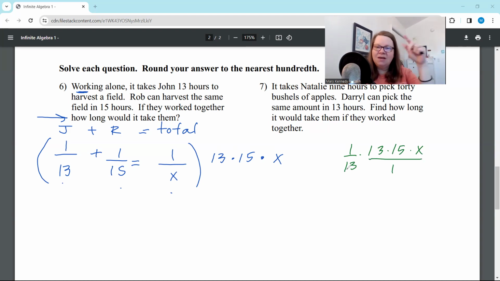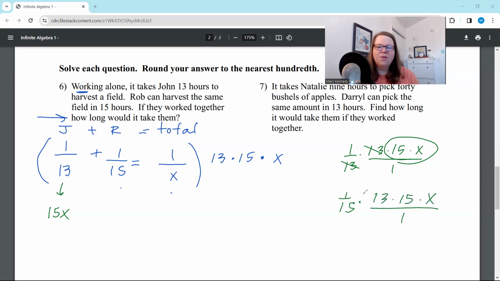Think of what you can cancel. What would divide to equal 1? Well, the 13s would cancel, right? You're left with 15X. So 1 over 13 is actually going to just be 15X. Now let's do the same thing for 1 out of 15. Multiplying it by 13 times 15 times X. Think about what cancels here, the 15s, right? We're left with 13X. So this is just 13X.